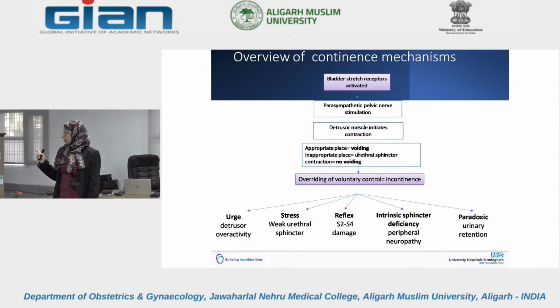Reflex damage, remember S2 to S4: when they have nerve injury, spinal cord injury, stroke or any other problems, or some neurogenic conditions, they can have a reflex problem. Intrinsic sphincter deficiency, like peripheral neuropathy, can cause problems. And then paradoxical, which is overflow incontinence, where actually there is retention of urine because of various neurological conditions, and they keep leaking because the bladder is not empty.